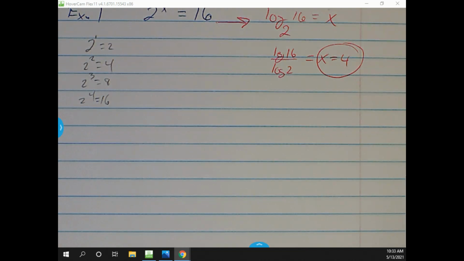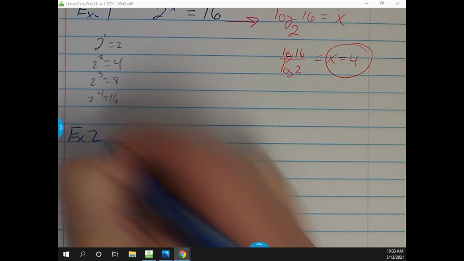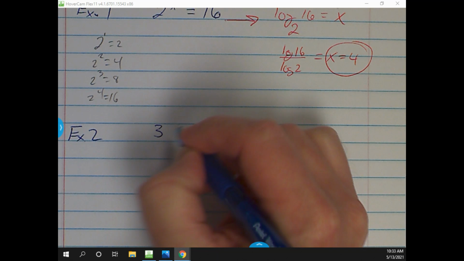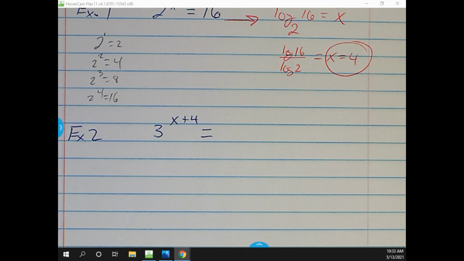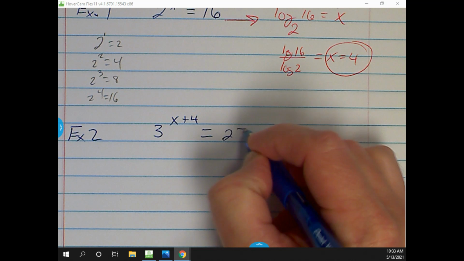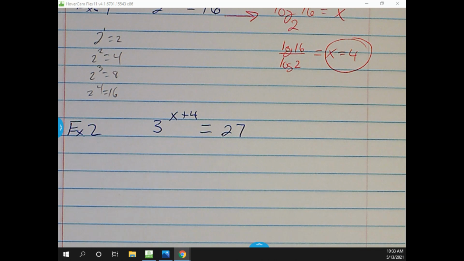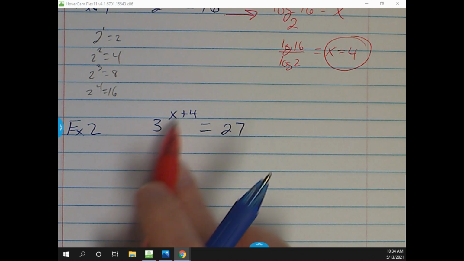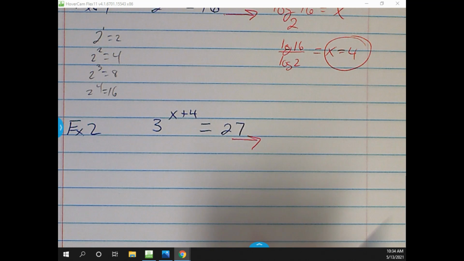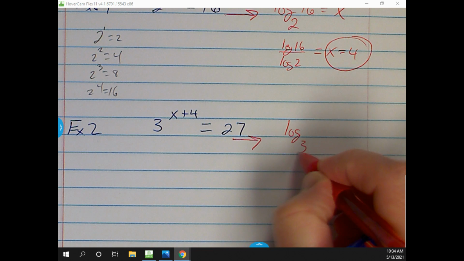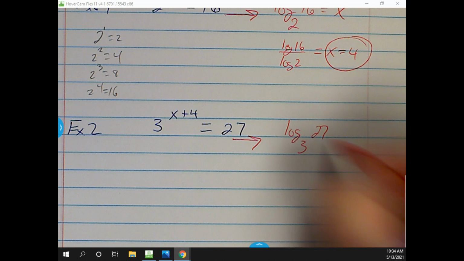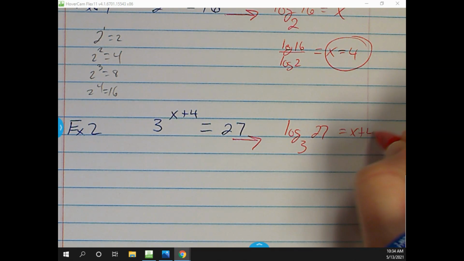All right, so example 2, just kind of keep it on that same track there. Let's say you've got 3 to the x plus 4 equals 27. Now again, the easy way to do this one, if you don't have 3 to a power that's here, we're going to turn around and rewrite this. So we're going to have log of, again, the base is 3, so they stay the same, and then just switch where these two numbers are. 27 goes here, and then the x plus 4 will go over here.